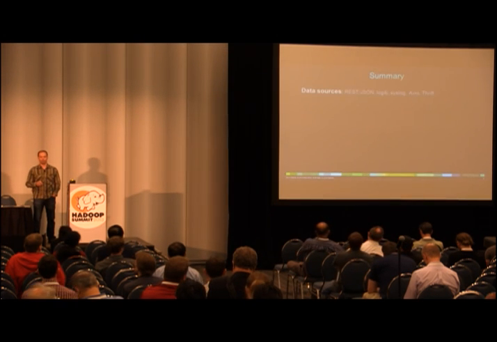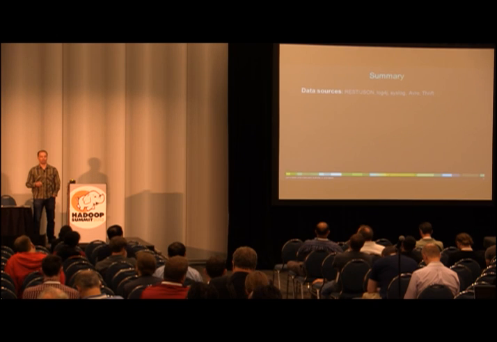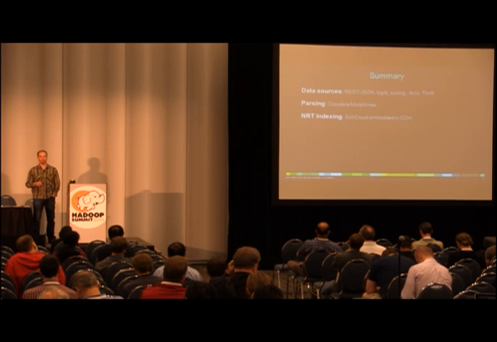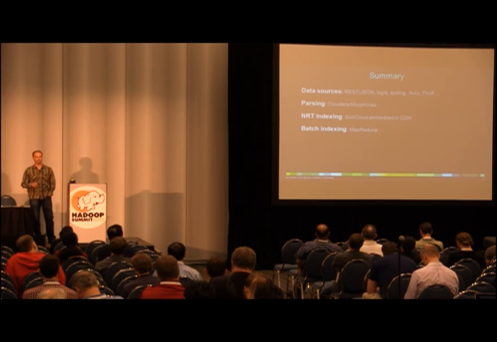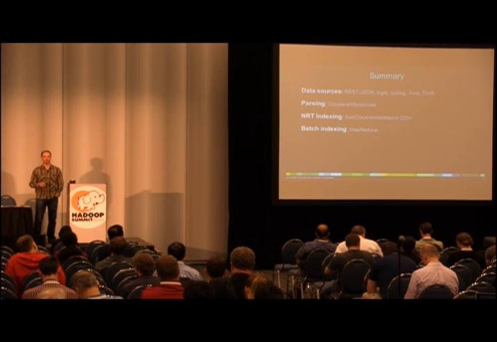So, summary. We've got data coming from various sources, mainly from local files, that are parsed by Cloudera Morphlines, indexed with SolrCloud, embedded in CDH. This is the Cloudera Search implementation. And you can also do batch indexing using MapReduce, using the same templates.